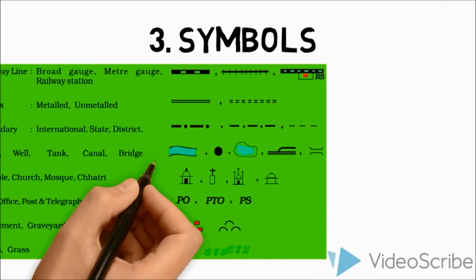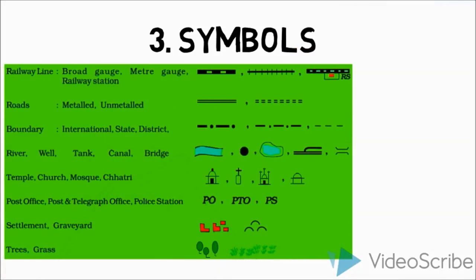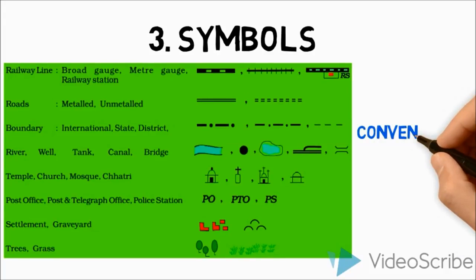Symbols. Different features such as buildings, roads, bridges, trees, railway lines, or a well are shown by different symbols. These symbols give a lot of information in a limited space. There is an international agreement regarding the use of these symbols. These are also called conventional symbols.